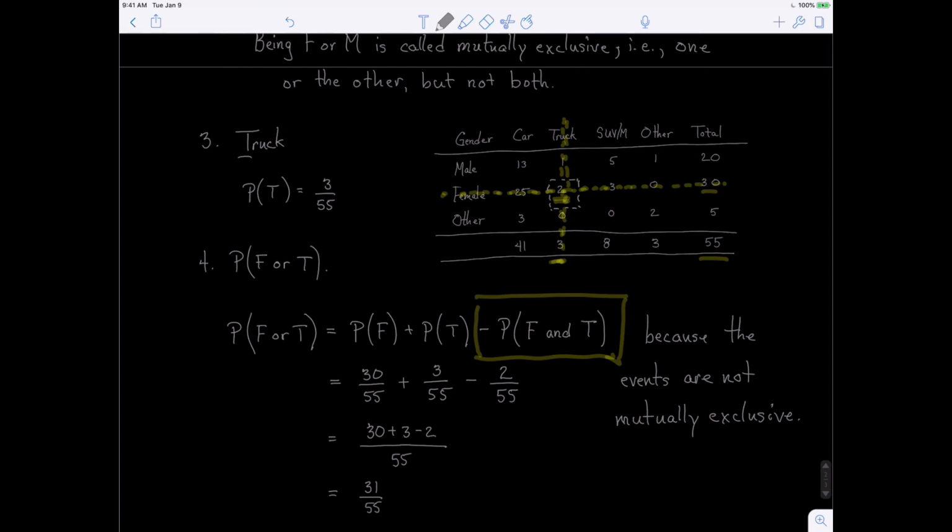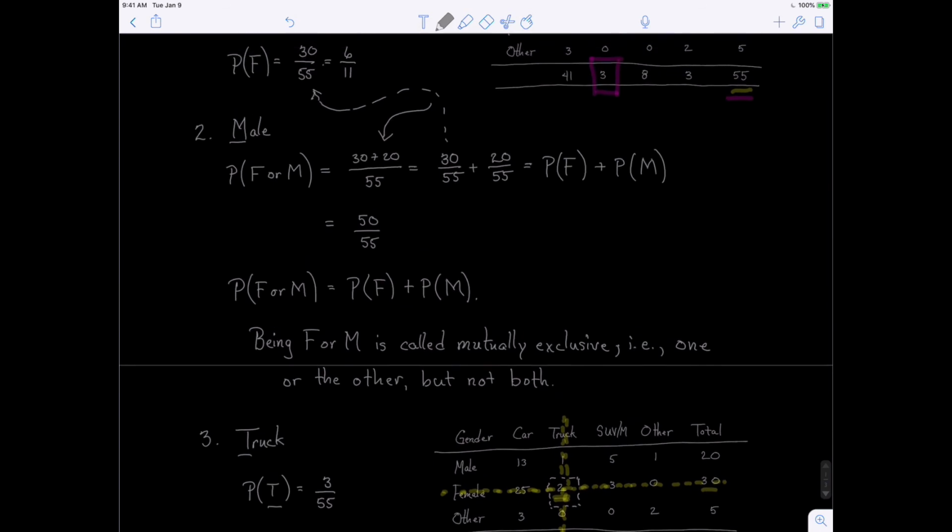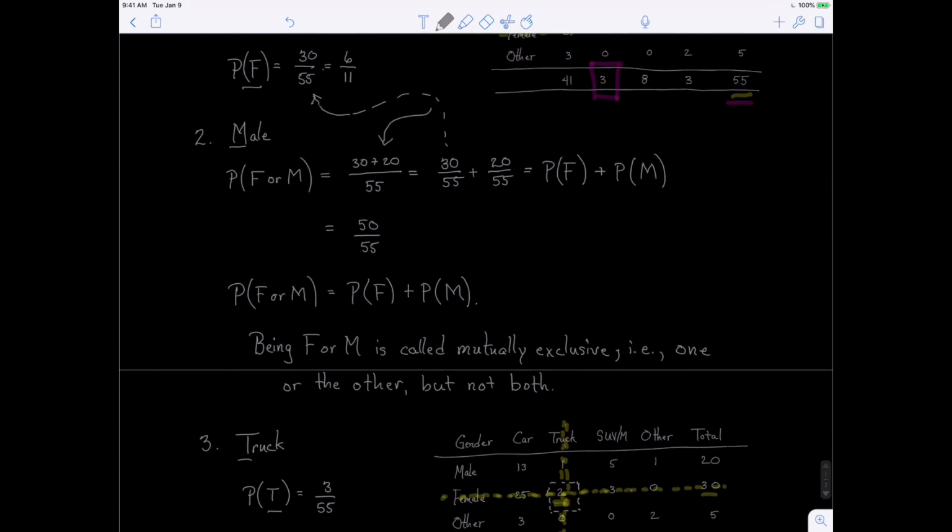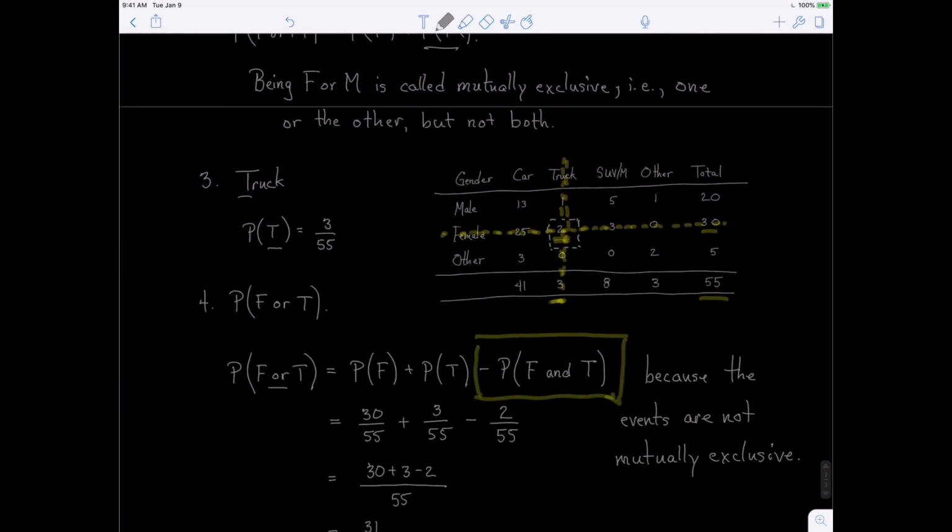Okay? And that is how we take probabilities from a table that are either mutually exclusive or not mutually exclusive. But the key to all of these problems is that you're either looking for a single event, like a truck, or a female, or a single males, or you have this or piece. And notice that the or told us to add. All right, that's how we use a table for mutually exclusive events.